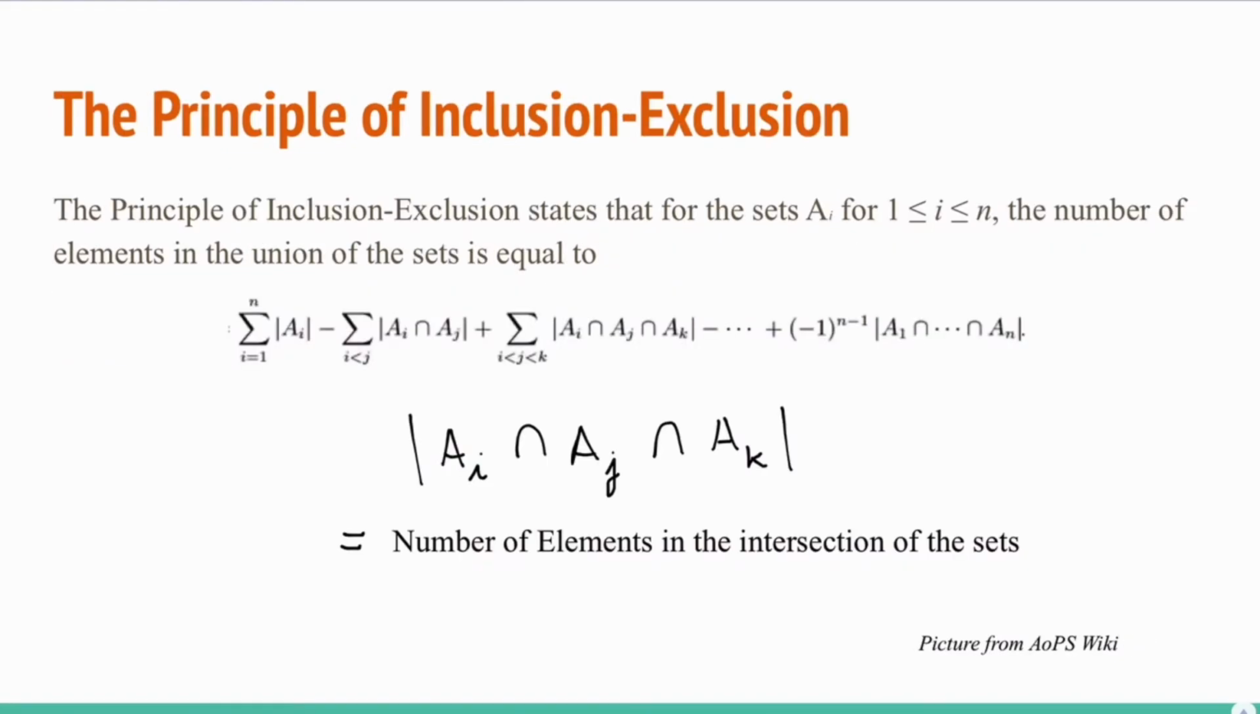To solve this problem, we need a principle called the principle of inclusion-exclusion. The principle of inclusion-exclusion states that for sets A_i, for 1 less than or equal to i less than or equal to n, the number of elements in the union of the sets is equal to this formula. And in this formula, a lot of these types of terms are used. So this term just means the number of elements in the intersection of these sets.